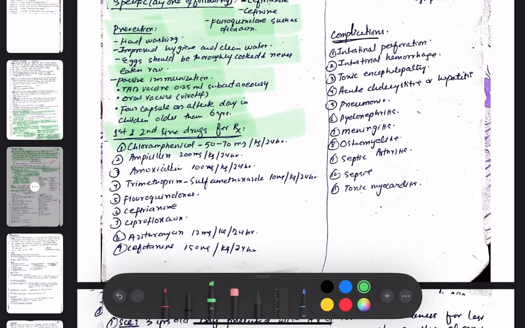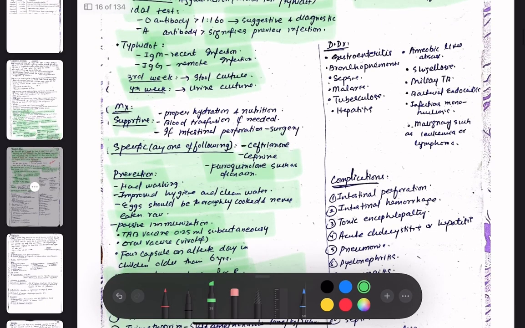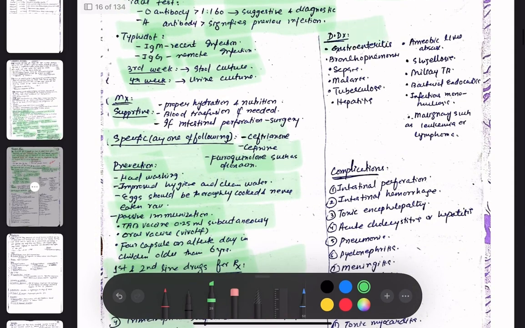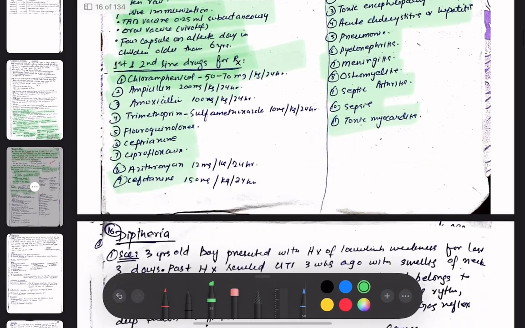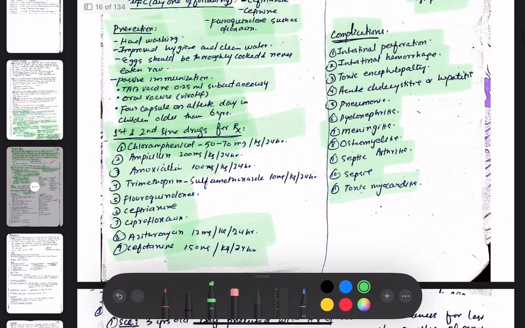which is 50 to 70 mg, ampicillin, amoxicillin, trimethoprim, fluoroquinolone, ceftriaxone, ciprofloxacin, azithromycin, and cefotaxime. These are the specific drugs or antibiotics which are used for enteric fever or typhoid fever. These are the differential diagnoses, that is gastroenteritis, bronchopneumonia, sepsis, malaria, tuberculosis, hepatitis, amoebic liver abscess, shigellosis, miliary TB, bacterial endocarditis, infectious mononucleosis, and malignancies such as leukemia or lymphoma. And the complications are intestinal perforation, intestinal hemorrhage, toxic encephalopathy, acute cholecystitis or hepatitis, pneumonia, pyelonephritis, meningitis, osteomyelitis, septic arthritis, sepsis, and toxic myocarditis. So these are the complications of typhoid fever.